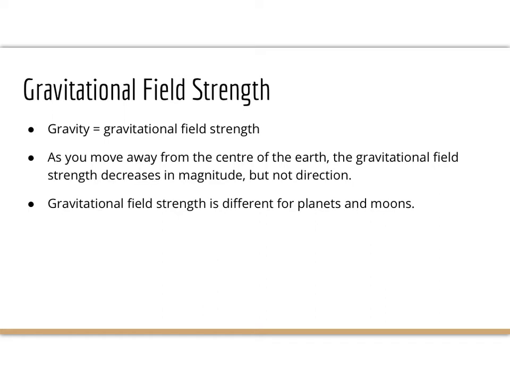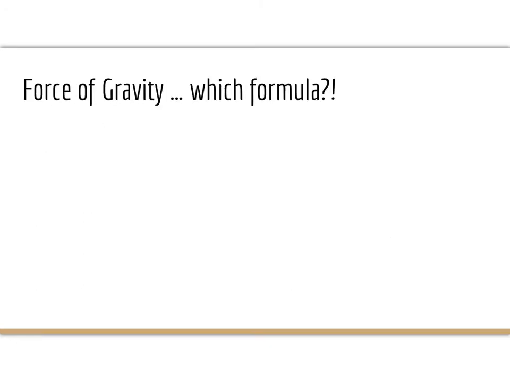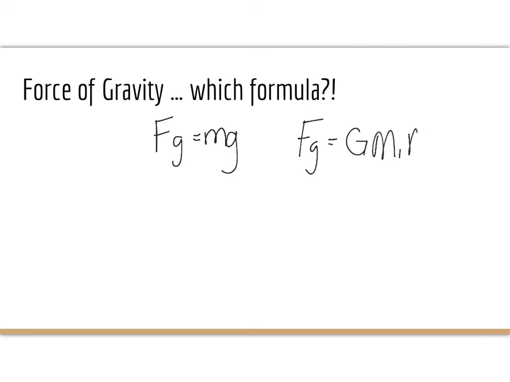As you move away from the center of the Earth, we know the gravitational field, aka gravity, decreases in magnitude but not direction. It's still attracting you towards the center of the Earth. Gravitational field strength is different for different planets and moons. For force of gravity, we have two different formulas that we know of. We have our original, where Fg is equal to mg. And we also have that Fg is equal to G m1 m2 over r squared.